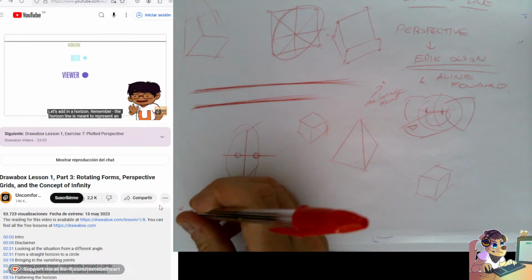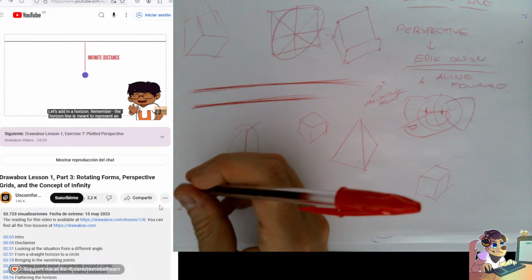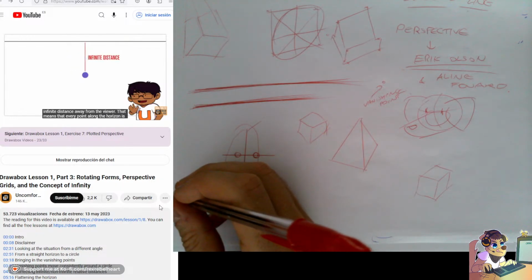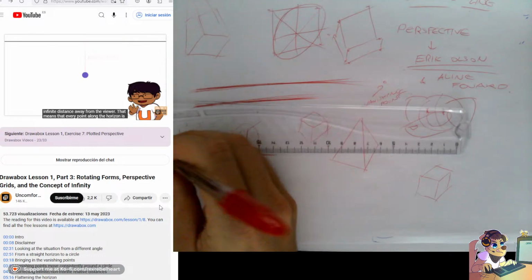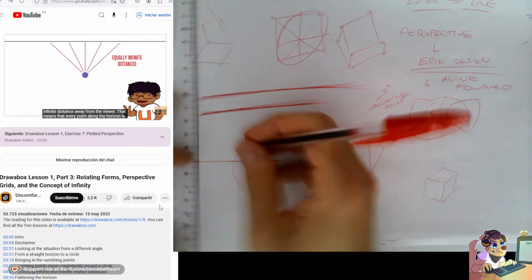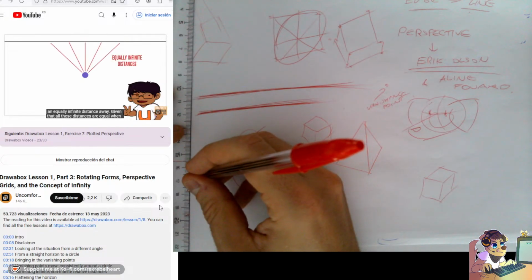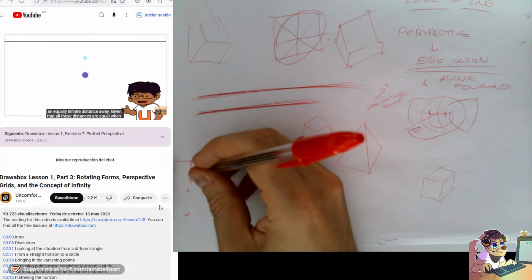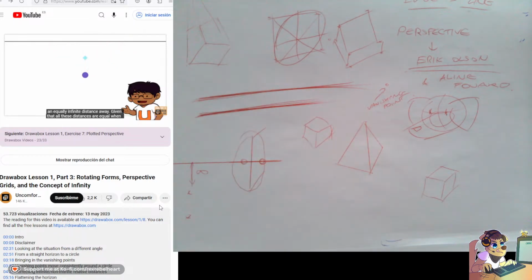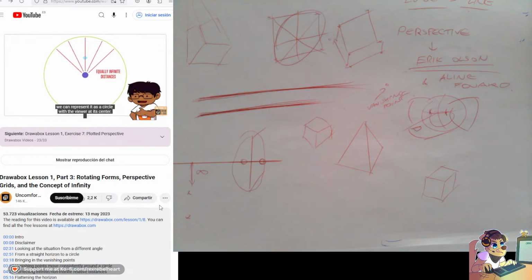Let's add in a horizon. Remember, the horizon line is meant to represent an infinite distance away from the viewer. That means that every point along the horizon is an equally infinite distance away. Given that all these distances are equal when measured from the viewer's location, rather than representing the horizon line with a straight line, we can represent it as a circle with the viewer at its center.